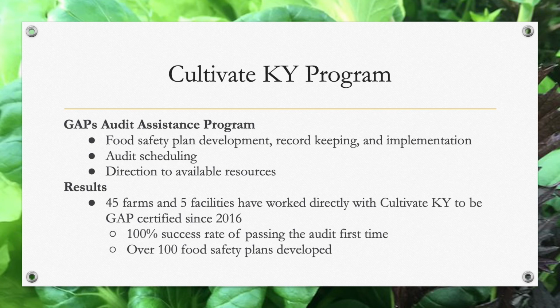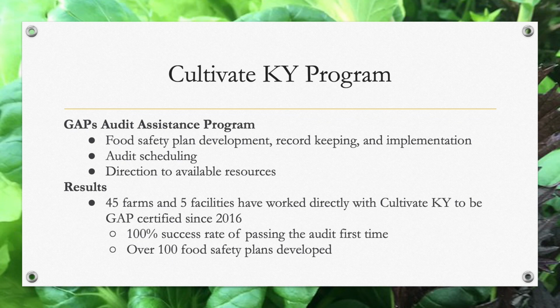The Cultivate Kentucky program is, on one side, a GAP audit assistance program, and on the other side, it's connecting growers and giving them the resources they need to sell into wholesale markets. Our GAP audit assistance program is statewide. It's essentially what I'm the technical assistance provider for. I help with food safety plan development. That really is the biggest lift for getting a GAP audit, and that really is only a big lift in the first year.